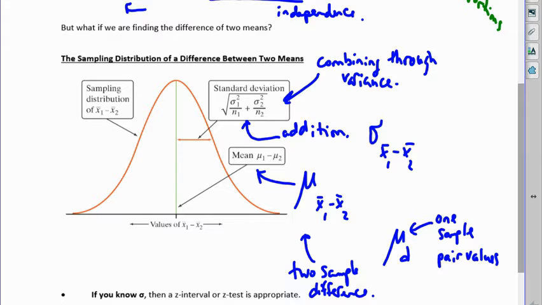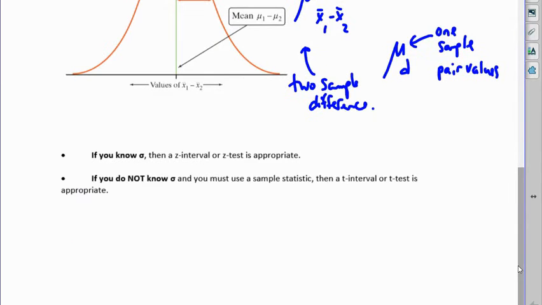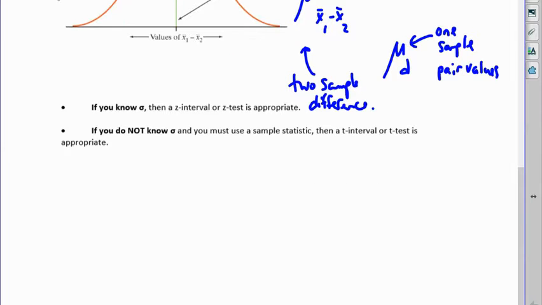Okay, so if we know sigma, just like before, then we will use the z interval or a z-test as appropriate. But normally we will not know sigma. Then you must use your sample statistics. And so the AP exam asks you to use a t-interval and a t-test. Those are what are appropriate.